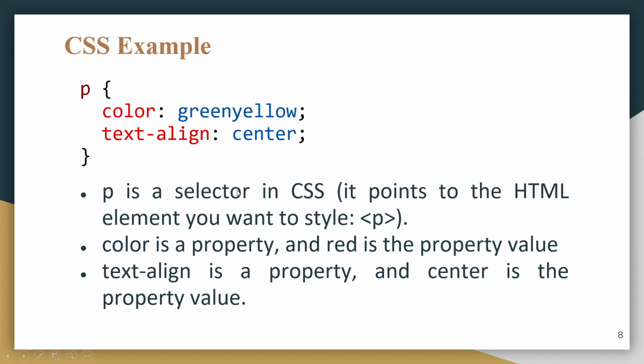Here P is the paragraph tag. I hope you all know the HTML tags, right? P denotes the paragraph tag. It contains two properties: color and text-align. For the color we have assigned the value greenyellow, and for text-align we have given the value center. So here P acts as the selector in CSS, and color and text-align are the properties. The text will be aligned center and the color will be greenyellow.